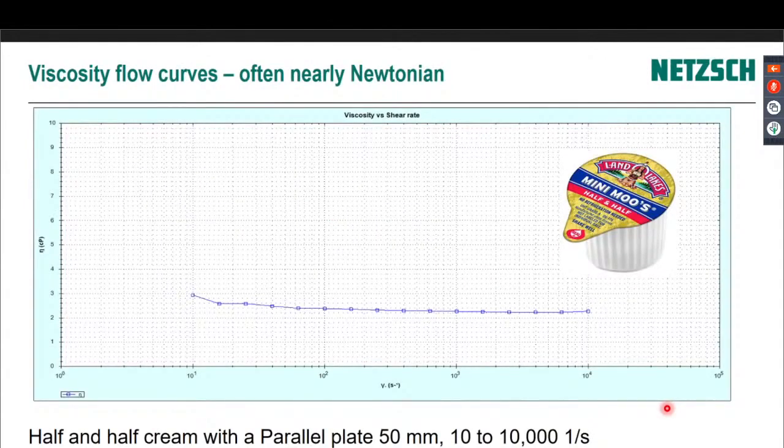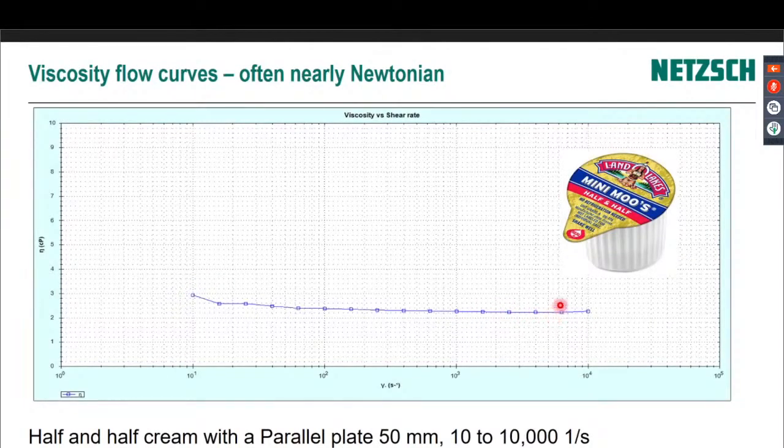Now this is a viscosity flow curve for half and half, something that we use very commonly here in the USA in our coffee. It's half cream and half milk. And this flow curve is generated between 10 reciprocal seconds and 10,000 reciprocal seconds. So this would be pouring, this might be mixing, pumping, this would be high-speed mixing, this would be blending it, as you can see whether it's lower viscosity or higher. And you see it's fairly Newtonian, but there is a little bit of structure at the low end, maybe going up to 3 centipoise of viscosity and coming down to about 2.2 centipoise at the moderate to high shear rates.